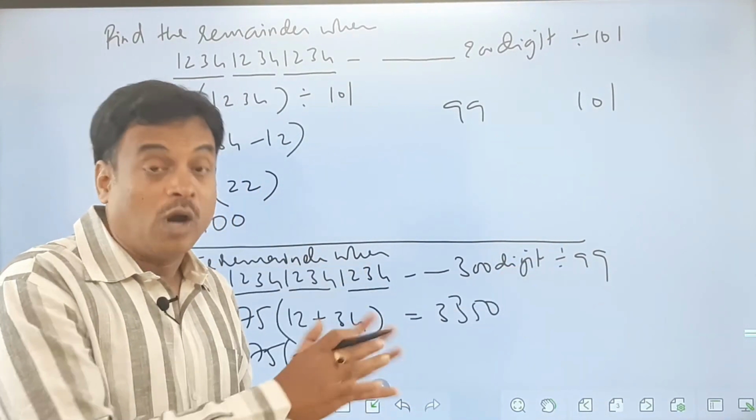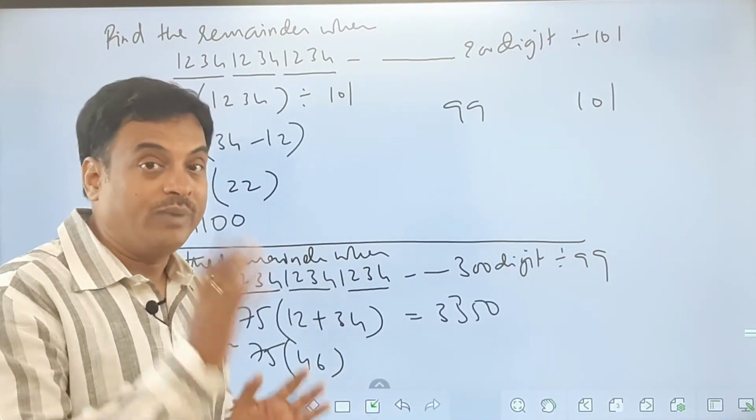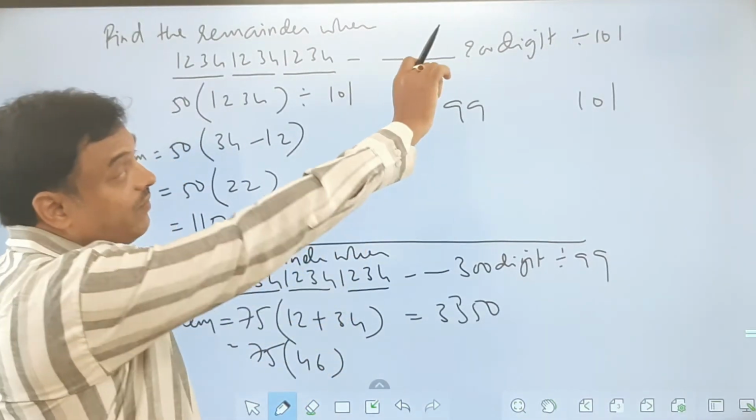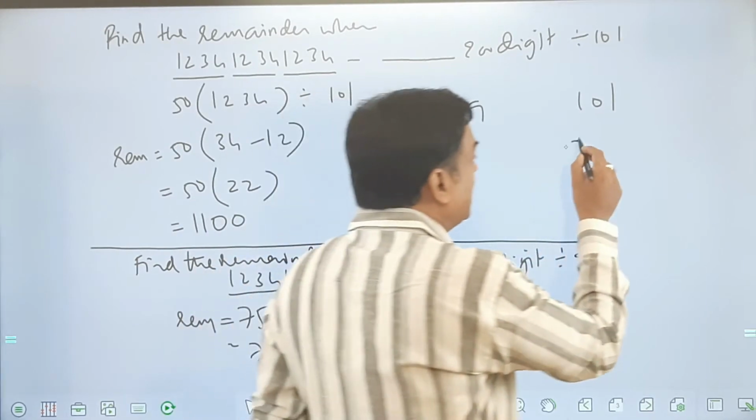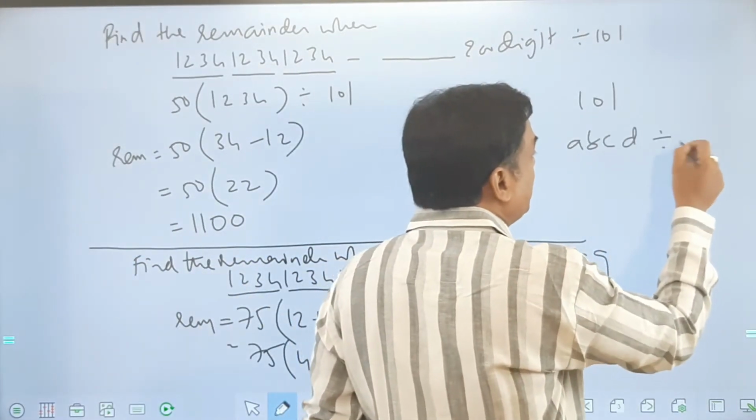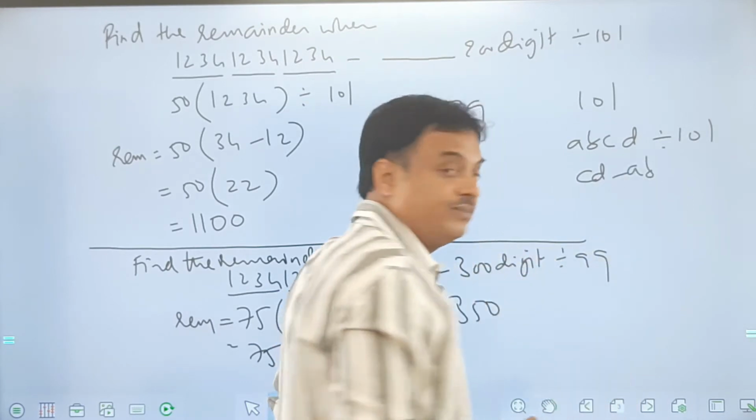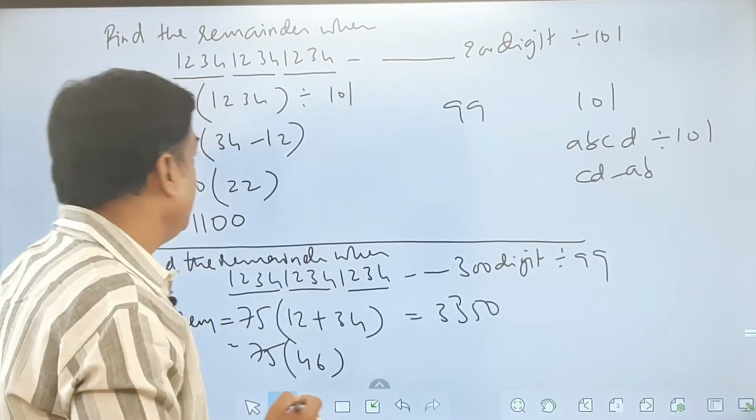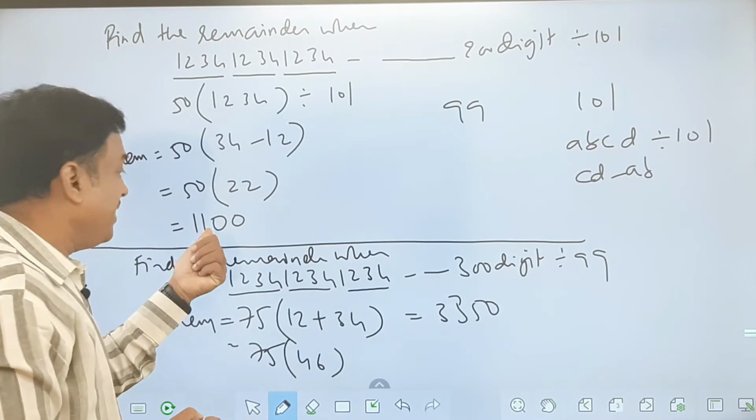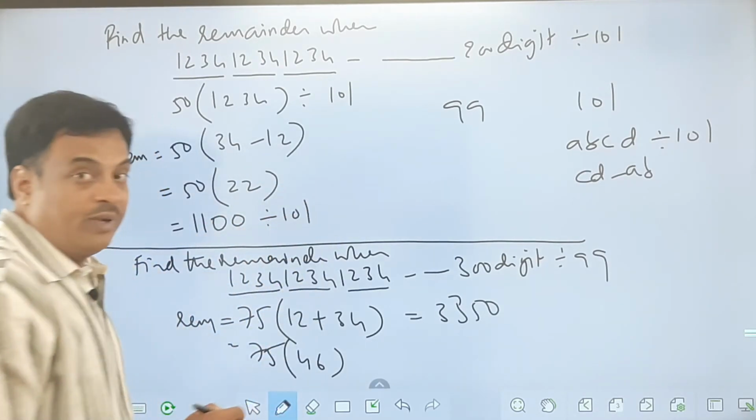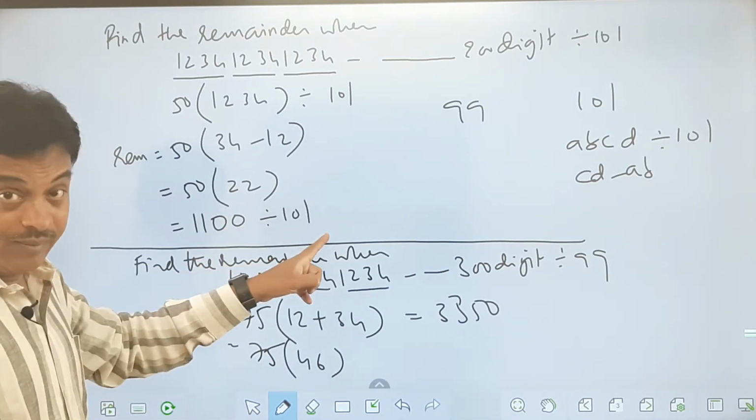I deliberately stopped there. I did not complete the problem because I always want to remember this process. Whenever I divide any number, I told you very clearly, if I divide ABCD with 101, my answer is always CD minus AB types. And you can see 1100 when I divide by 101. Since 1100 cannot be the possible remainder of 101, I should divide it once again, correct?